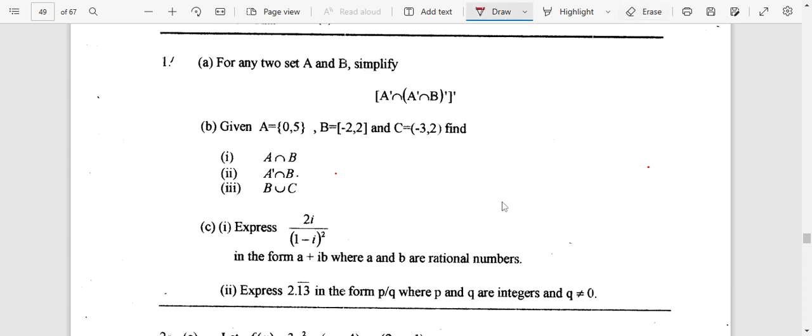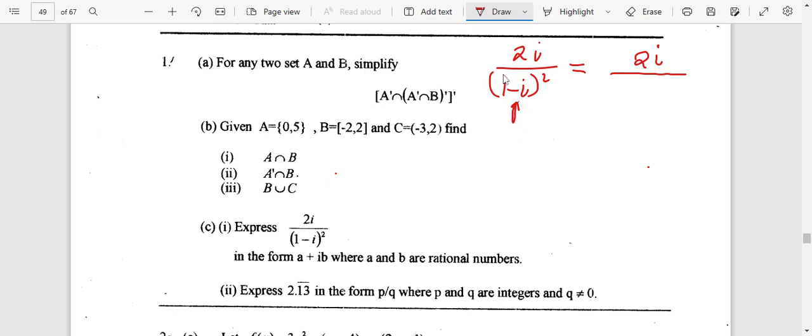Okay, express 2i divided by 1 minus i squared in the form a plus ib. So first thing first, what is in the denominator? We are going to express it in the form a plus ib. Now what are we going to do? We're going to write this one 2 times and then we start crossing and multiplying.